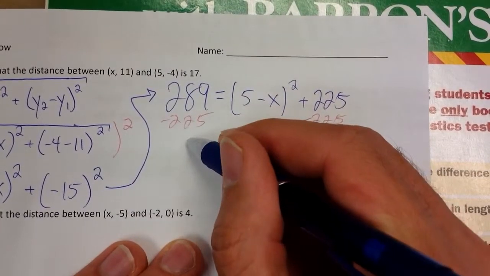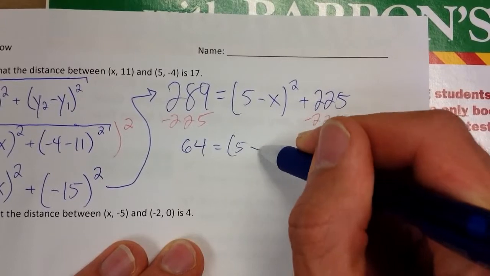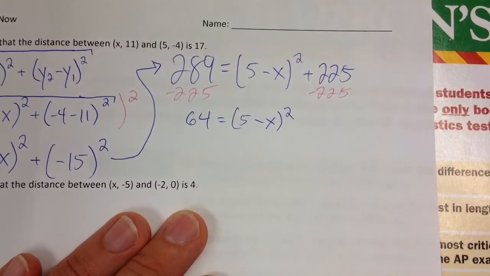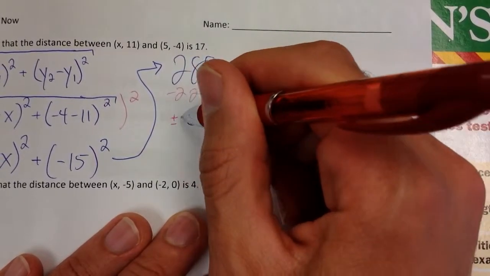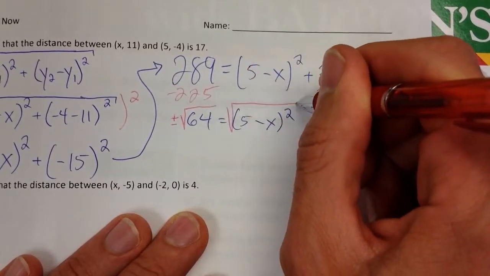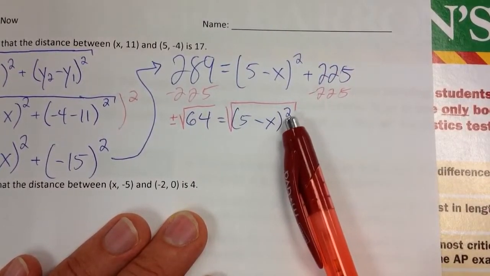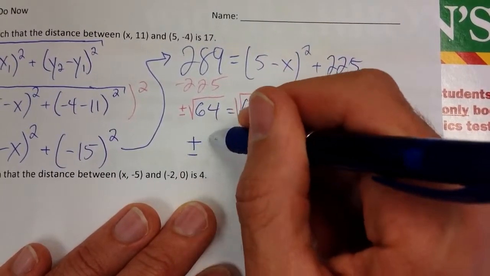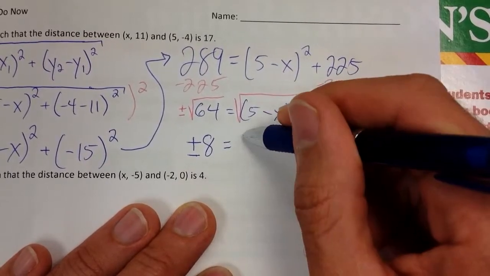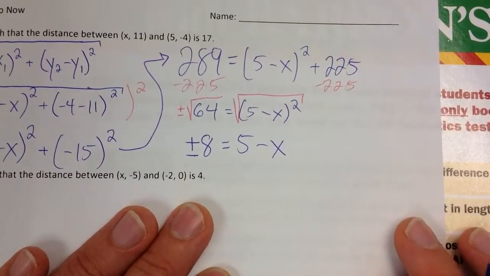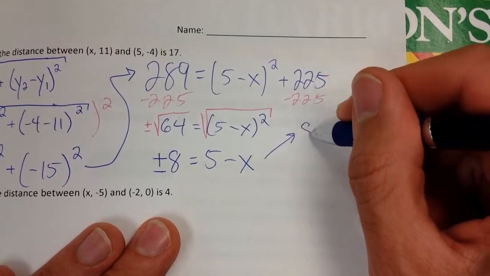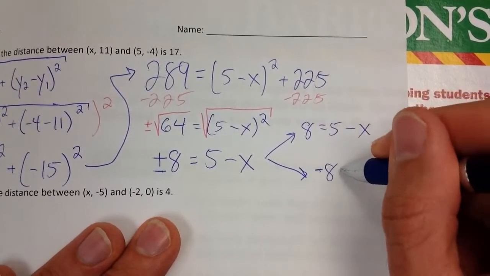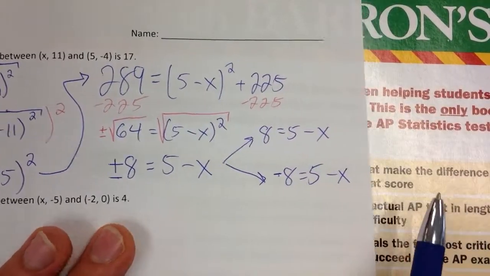And that leaves me with 64 equals the quantity 5 minus x squared. Now I square root. Just keep in mind to add a plus or minus to one side. So this square root can eradicate this square. They dissolve each other. And you're left with positive or -8 is equivalent to 5 minus x. So we're almost done. You can think of this as two equations. 8 equals 5 minus x, and -8 equals 5 minus x.